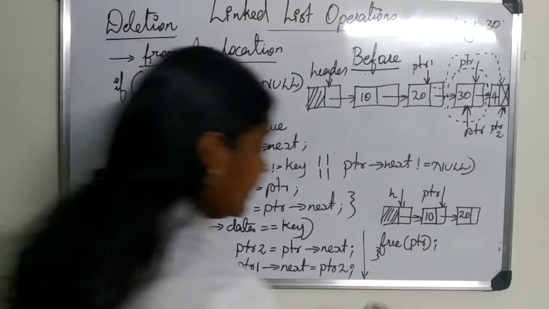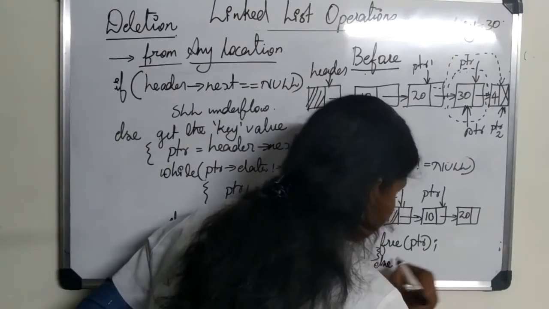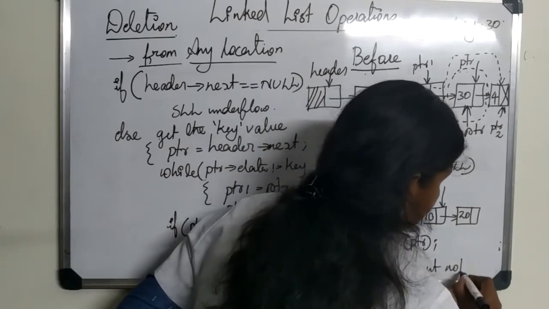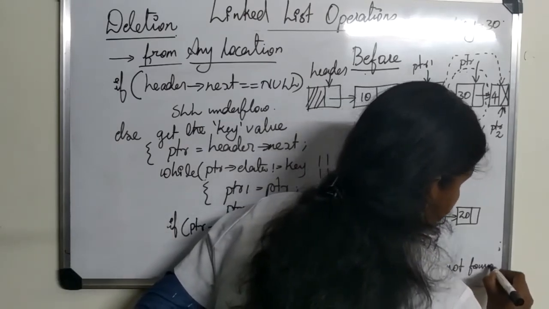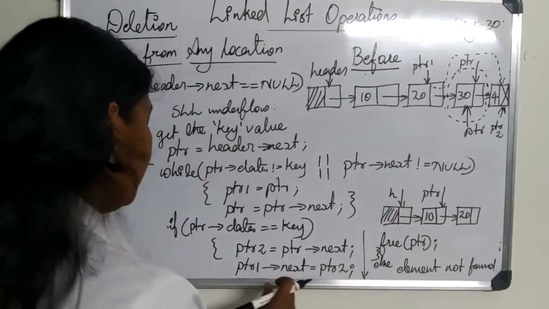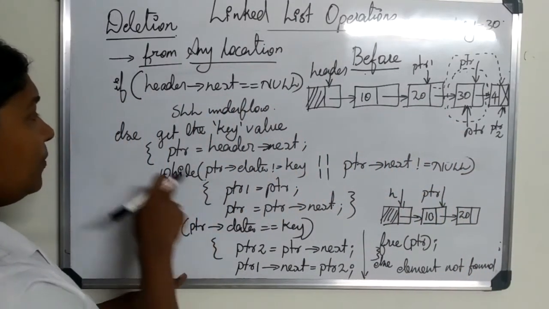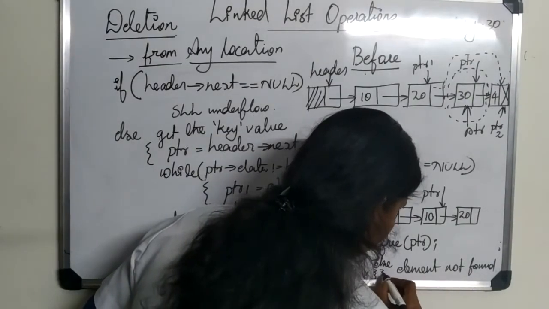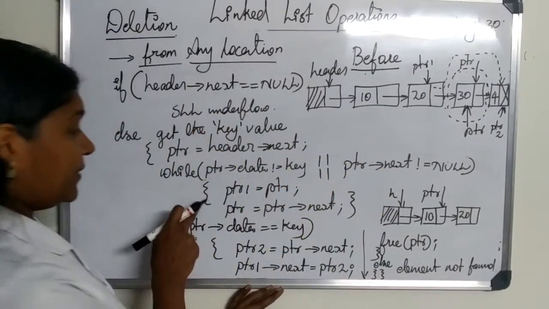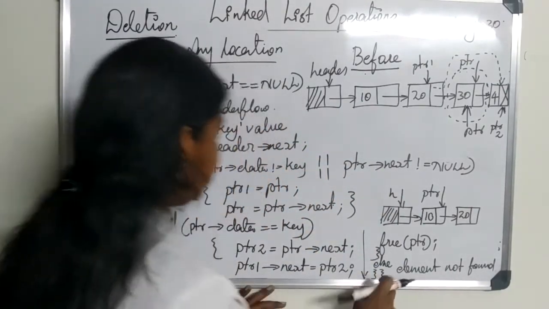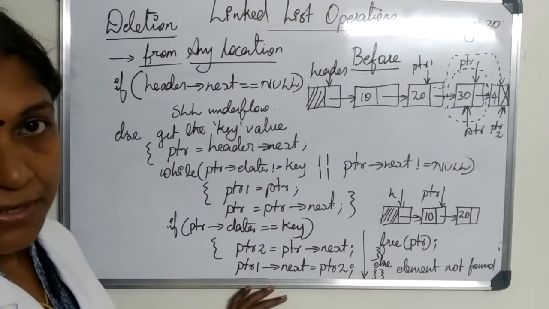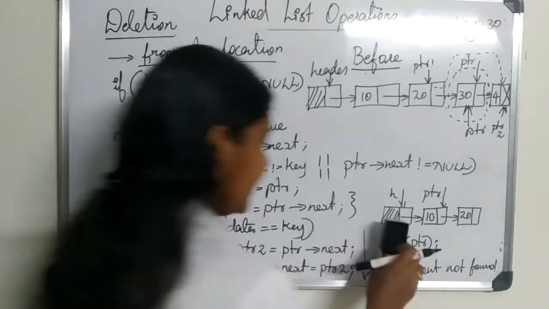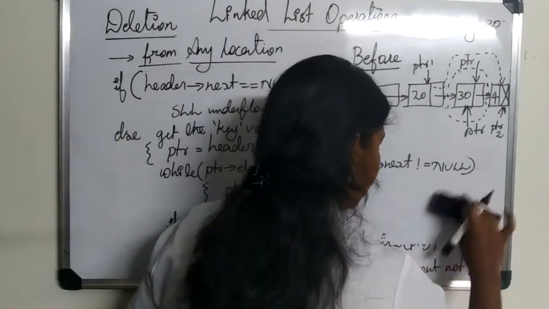Then close this if statement, then else what? Element not found, to display element not found. Then you close this while loop and this else part. So two closings are there. The first one is of this while loop. The second closing is that of this else part. So be careful while putting those braces, or if you get confused, I will rewrite it up here.